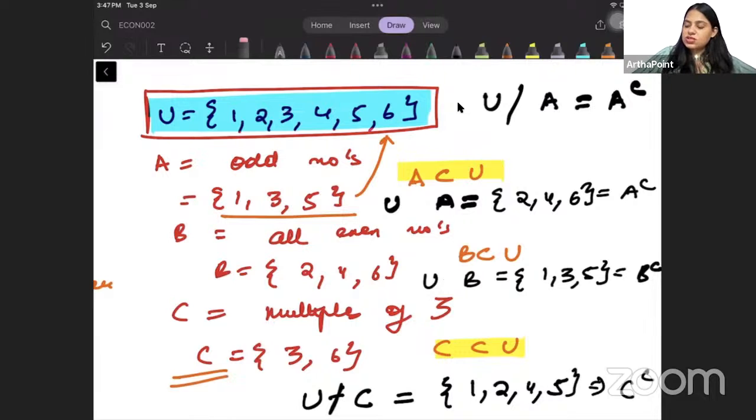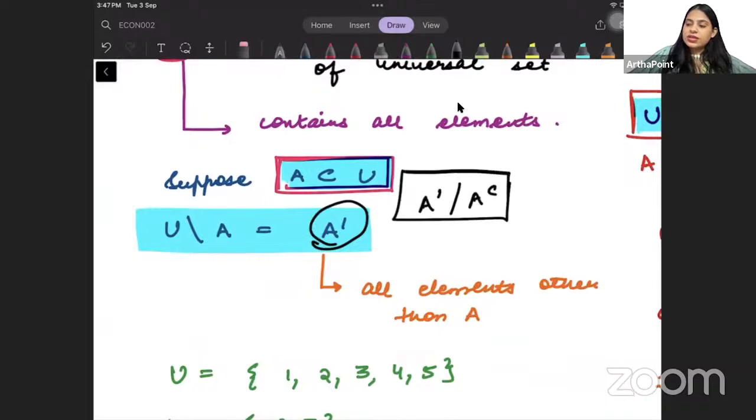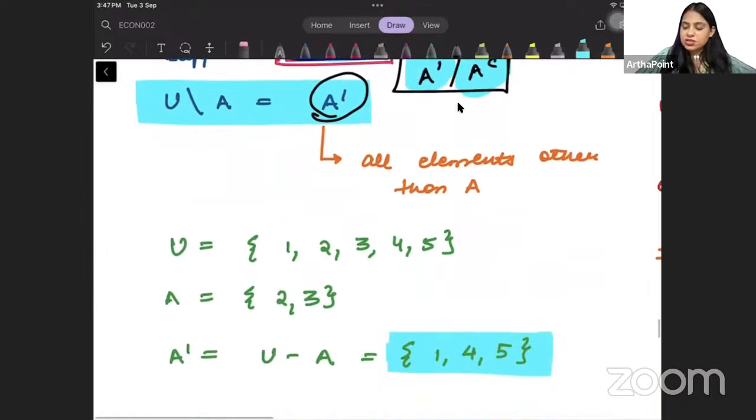Minus के लिए I will use this sign. So universal set minus the set, जो आंसर आएगा, that is called the complement of the set. It is represented like this also. या तो आप उसको A dash से represent करो या A C से. So this is called the complement of the set.